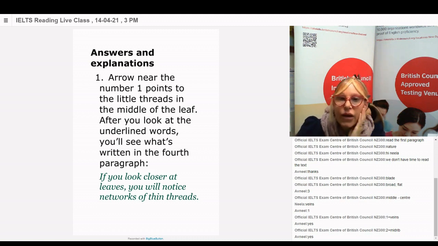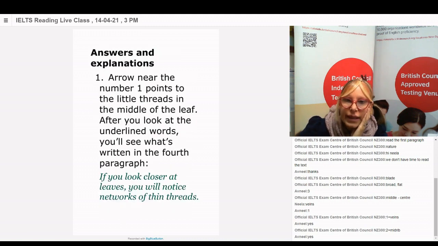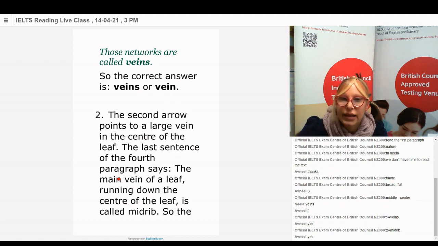Answers and explanations. The arrow near the number 1 points to the little threads in the middle of the leaf. After you look at the underlined words, you'll see what's written in the 4th paragraph: if you look closer at leaves, you will notice networks of thin threads. Those networks are called veins. So the correct answer is veins or vein. The second arrow points to a large vein in the center of the leaf. The last sentence of the 4th paragraph says the main vein of a leaf running down the center of the leaf is called midrib. So the correct answer is midrib.